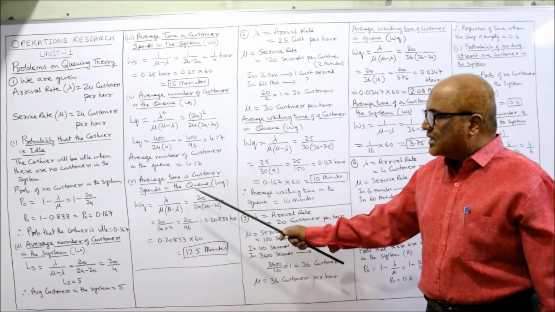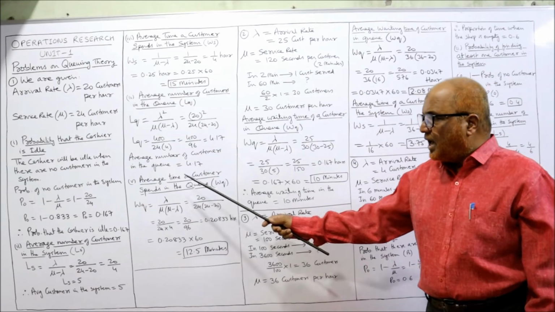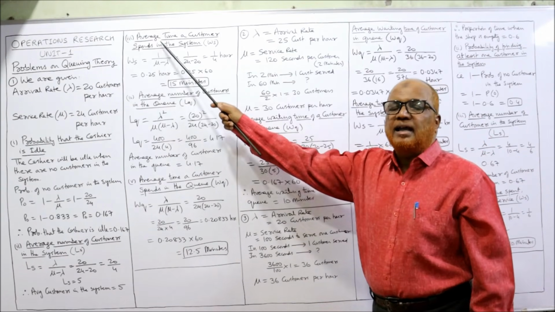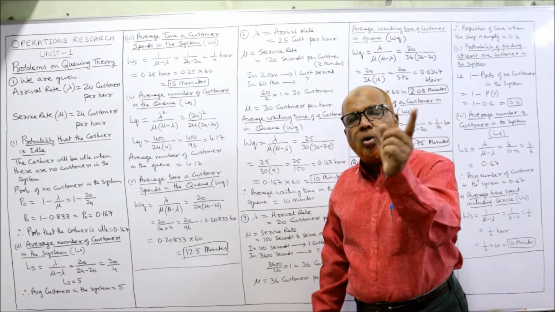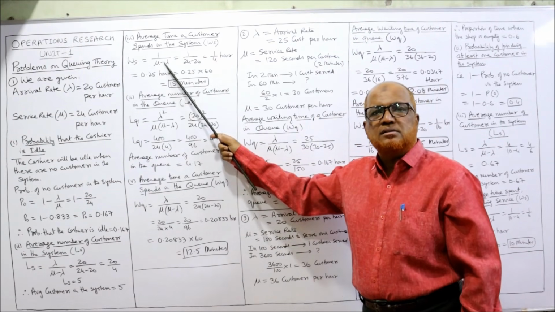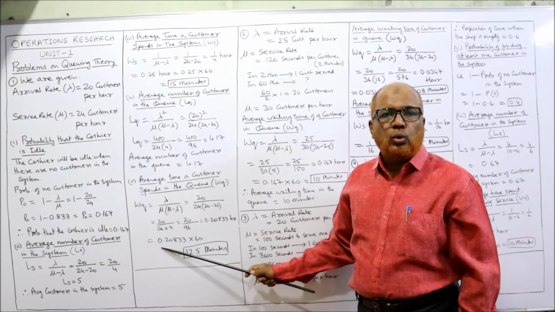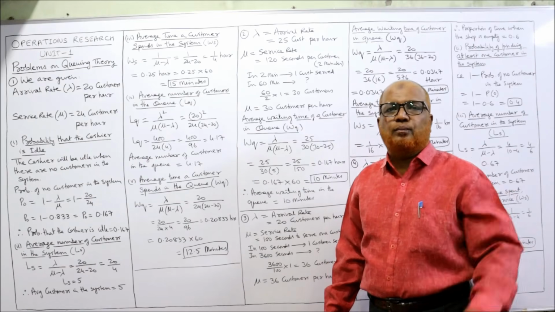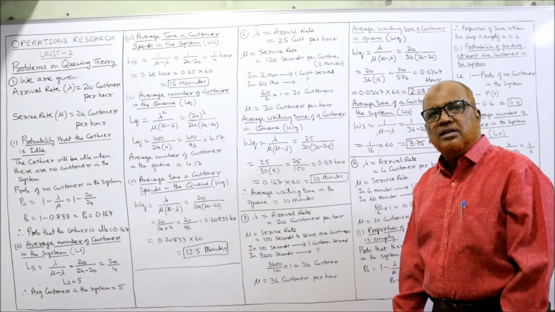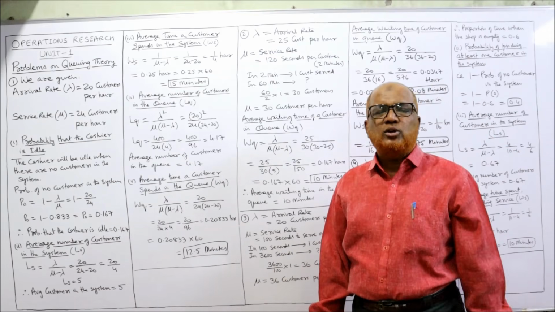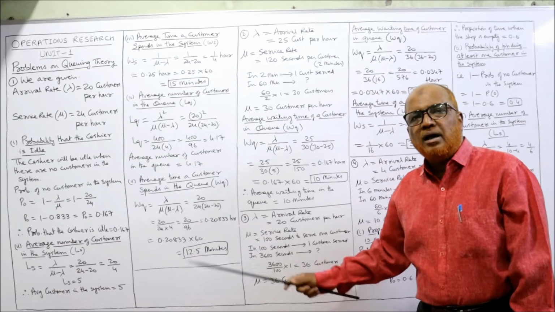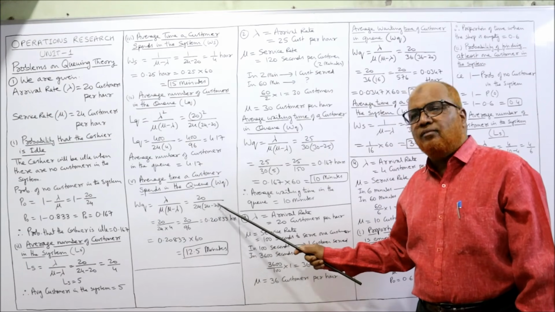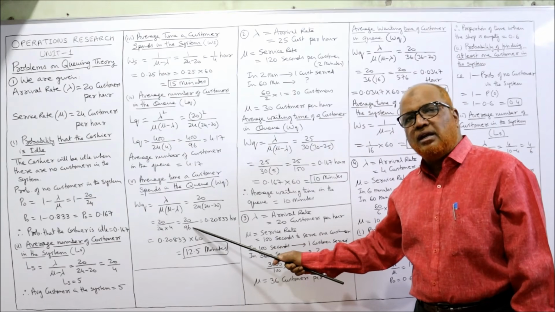Next, fifth one. Average time a customer spends in the queue. Here we have calculated the average time a customer spends in the whole system. That is WS. Now we are calculating WQ, the average time a customer spends in the queue. The formula for WQ is lambda divided by mu into mu minus lambda. Lambda is 20, mu is 24. So 20 divided by 24 into 24 minus 20. It comes to 20 by 96.